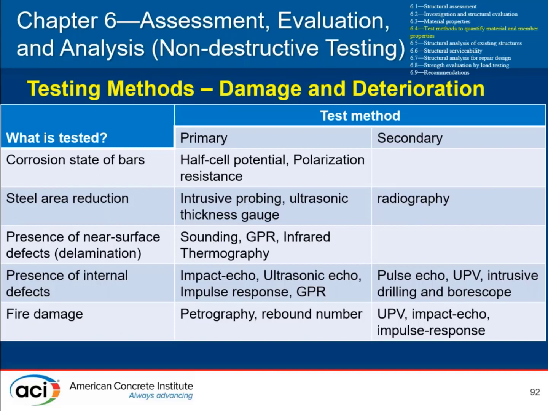If you're trying to quantify damage and deterioration, then you're interested in things like the corrosion state of the bars, the steel area reduction, the presence of delaminations or near surface defects, the presence of internal defects, fire damage. Then there are a number of primary and secondary test methods listed on this slide to do that. And again, reference to ACI 228.2 as the source of a great deal more information about these methods.